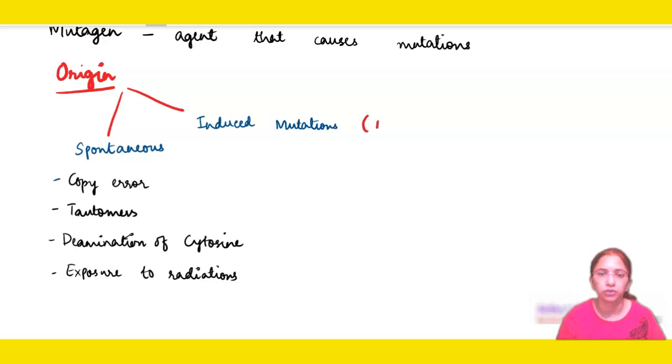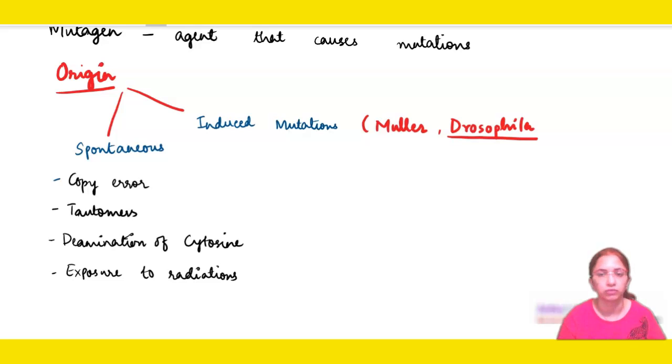With induced mutations, we need to talk about the contribution of the scientist Muller. He induced mutations for the very first time. When I am using the word induce, make sure it is deliberately done. Whenever we want to study, we can deliberately cause mutations in the studied organism so that we can see how this organism is going to get affected and what effect it will show, right?